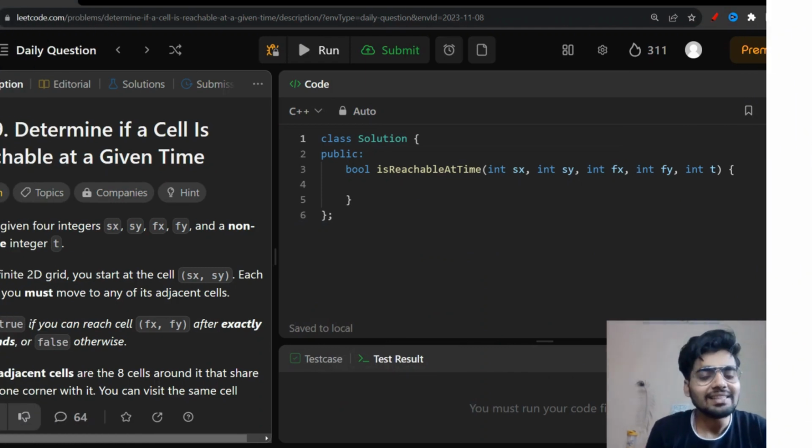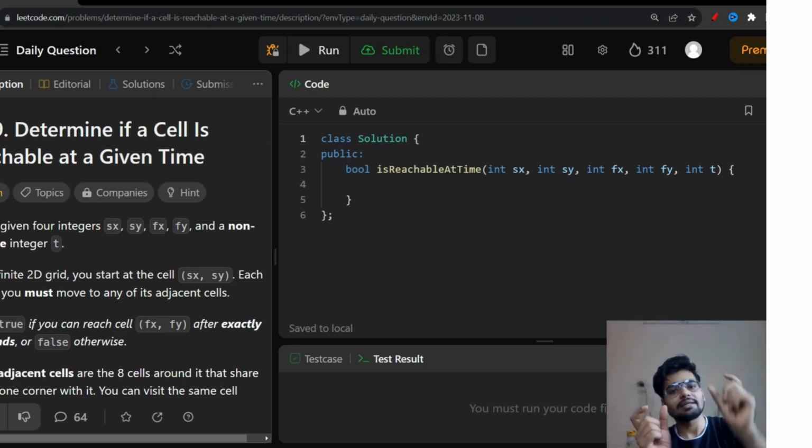With our daily LeetCode series, and today's question is determine if a cell is reachable at a given time. Basically, we are given a 2D array, and in that 2D array there is an sx and an sy integer, and there is fx and fy. That means the starting point and the ending point. Basically, we have starting coordinates and ending coordinates and a non-negative integer t.